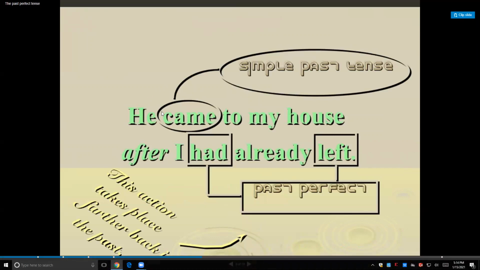Look at this sentence: he came to my house after I had already left. He came to my house is in simple past tense. And after I had already left is past perfect. Why? Because I left first. So this action took place first, so it has to be in past perfect. And this action took place later, so it has to be in past simple tense.